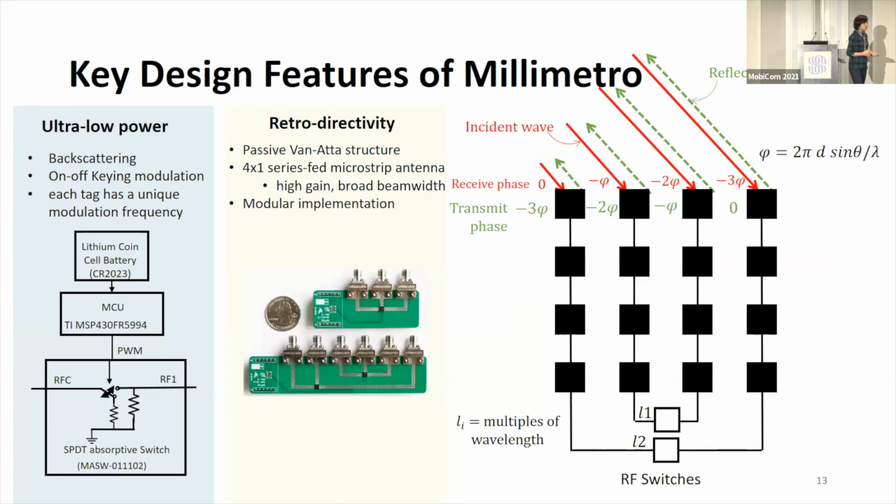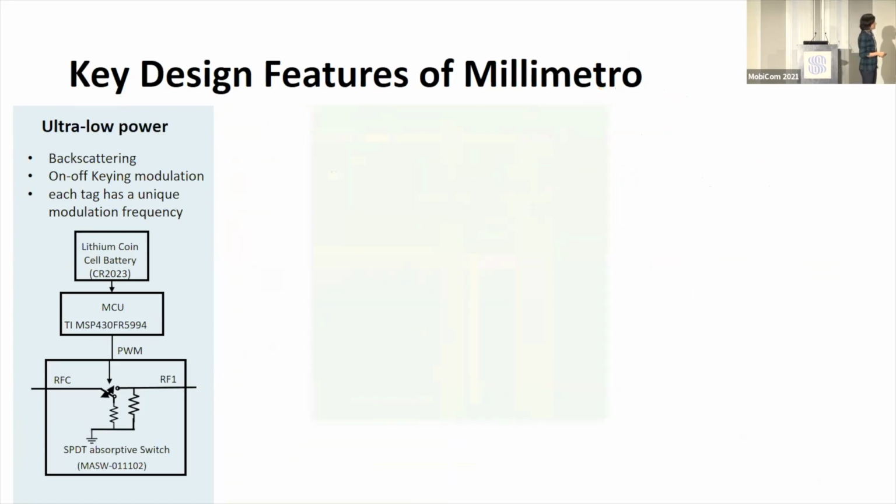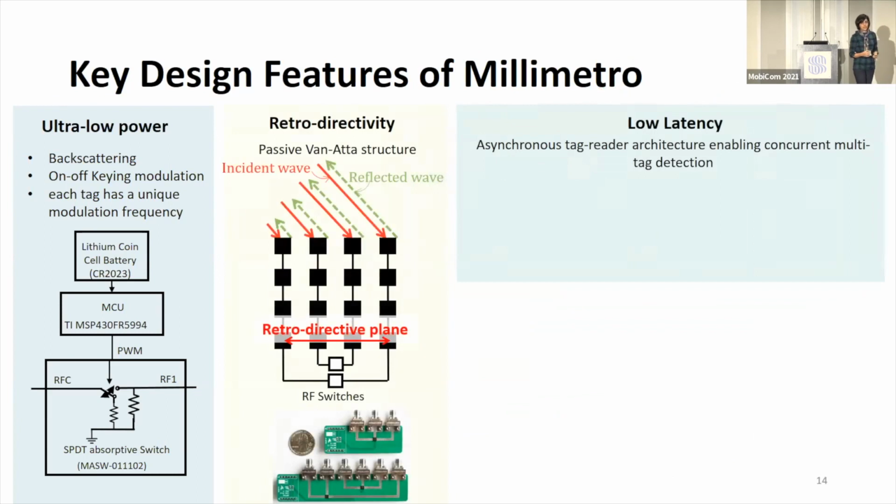So in our current implementation, we have these modular Van Atta arrays that basically allow us to try different numbers of elements or different modulation frequencies. So we're basically doing a lot of engineering to make it work. But long range is not the only thing we need in automotive applications. We also need very low latency. So as the car passes by these tags, it could detect and localize all of them. So how can we get low latency?